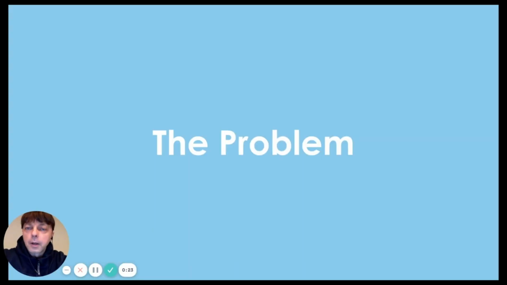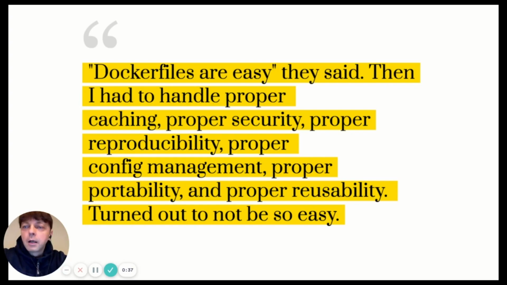So, what's the problem? Creating a basic containerized application is pretty simple, but making it production ready is actually a lot of work. Here's a couple of examples of what other people said about it. Docker files are easy, they said. Then I had to handle proper caching, proper security, proper reproducibility, proper config management, proper portability, and proper reusability. Turned out not to be so easy.